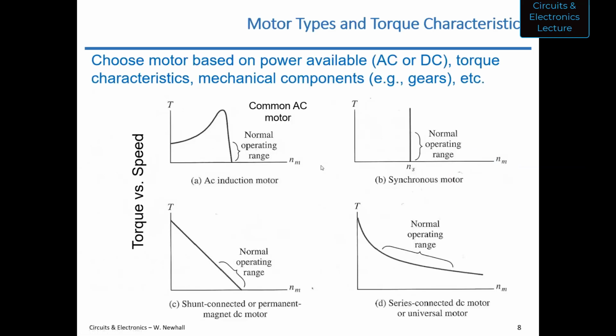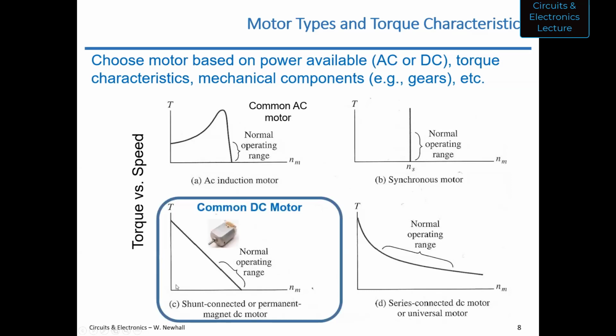There are many different types of motors. We're going to talk about a couple types. You have an AC induction motor, a synchronous motor, shunt connected or permanent magnet DC motor, series connected DC motor. Typically, when you go buy a cheap motor from a store for a project, it's likely a permanent magnet DC motor. We used to use these in lab. They have this torque versus speed characteristic that I want to talk about.